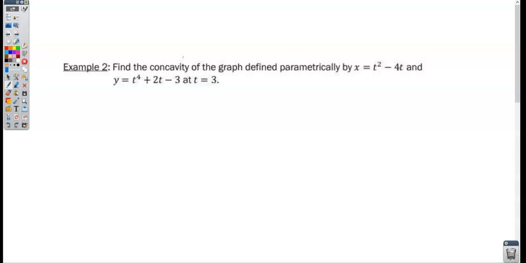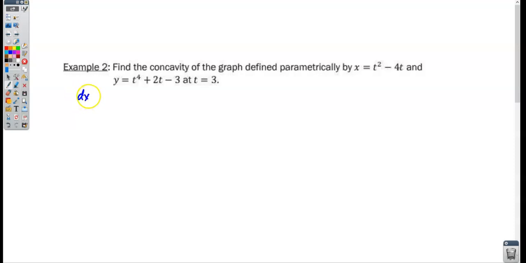We're going to find the concavity of the graph defined parametrically by x equals t squared minus 4t and y equals t to the fourth plus 2t minus 3 at t equals 3. Okay. In order to find concavity, you should remember from earlier in the course that the concavity of a curve is based off of its second derivative. When the second derivative is positive, the curve's going to be concave up, and when the second derivative is negative, the curve's going to be concave down. So we're going to go ahead and find the second derivative.